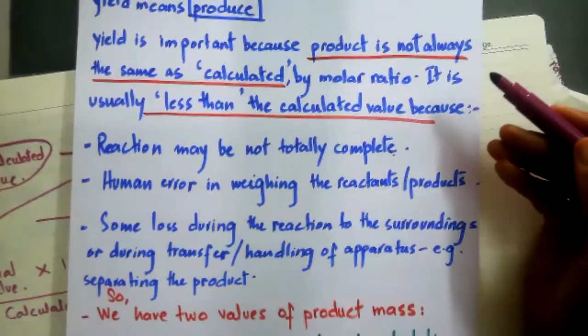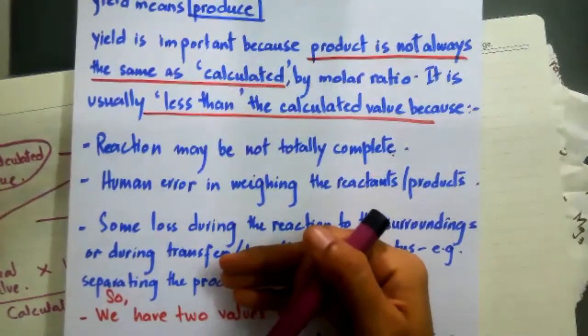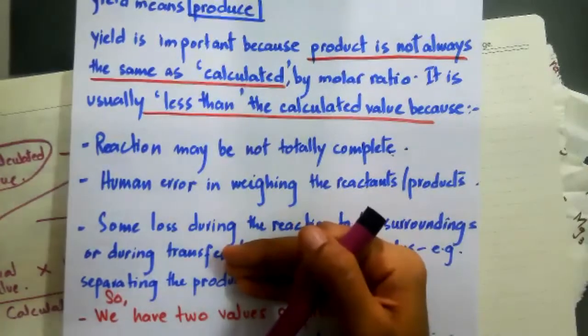Also, we have reversible reactions, meaning that the products go back to make the reactants. And so in that case, the product will be less than what you have calculated.